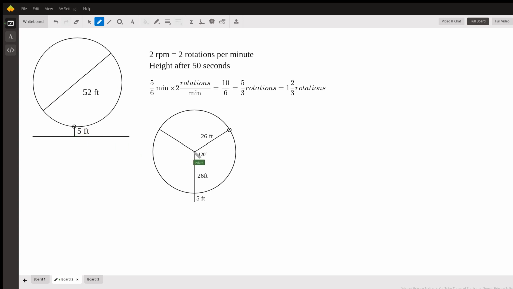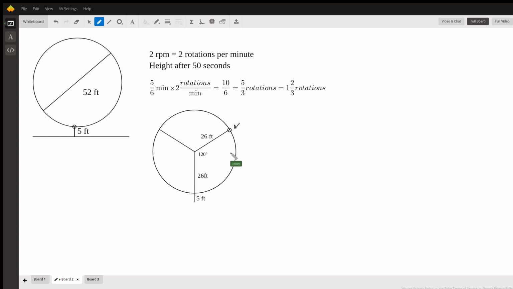So here I've divided the Ferris wheel into 3 sections. 1/3 would make it up into the top left section, and then 1 more third would make it into this circled spot right here. Since this is where the passenger is at the end of the 50 seconds, this is where we're going to be trying to determine the height.